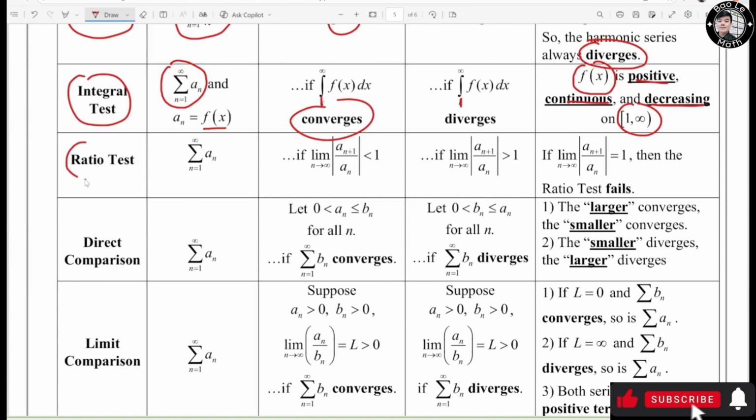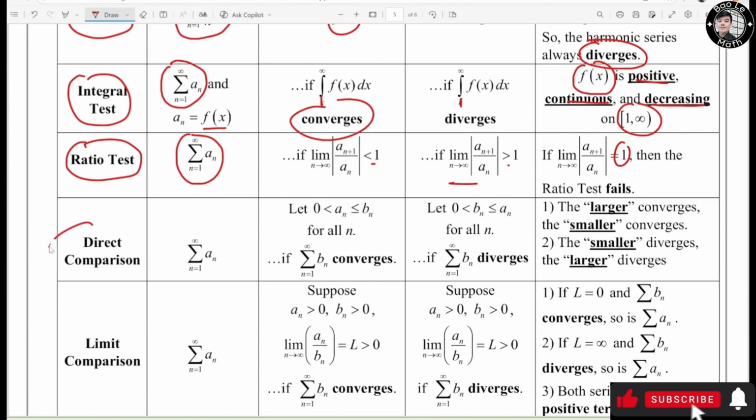Now, next one, the ratio test. The formula is given by this. The series converges if the limit of the absolute value of a sub n plus 1 over a sub n when n approaches infinity is less than 1, and diverges if this is greater than 1. Now, if the limit of this when n approaches infinity equals 1, then the ratio test fails, right?